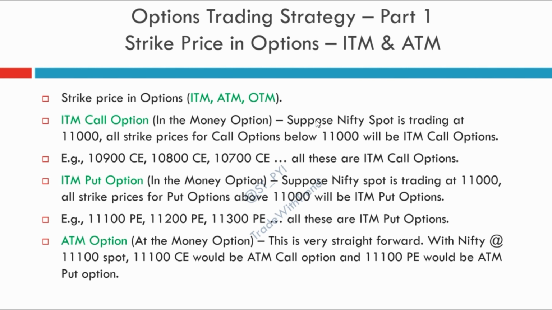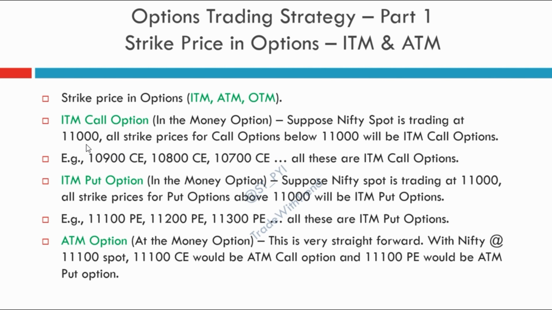So let us assume that Nifty spot is trading at 11,000, right? All strike prices that are below 11,000, that is the spot price, will automatically be in the money call options. Why? Because the option is already in the money, it has some intrinsic value associated with it. So the examples would be the 10,900 call option, 800 call option, 700 call option, 600, 500, 400, 300, and so on and so forth.